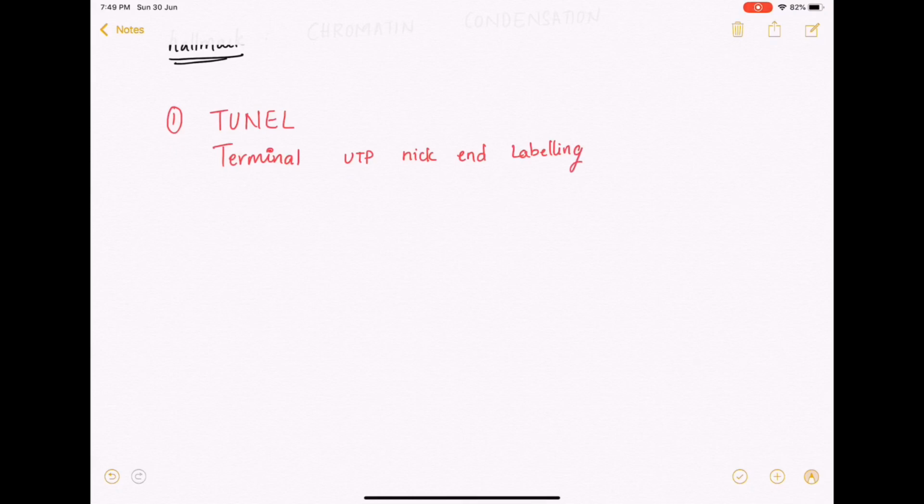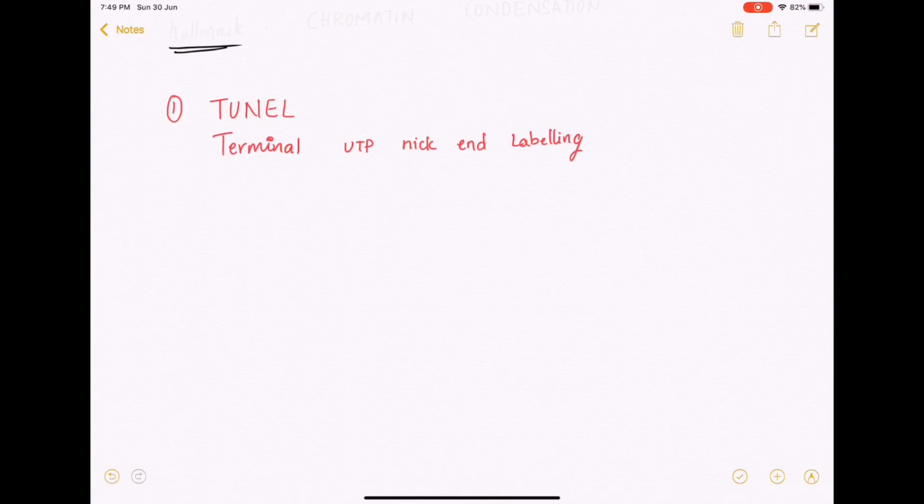So here the stain that we use is UTP, which is brown in color. And this binds to the 3' end of the DNA material.